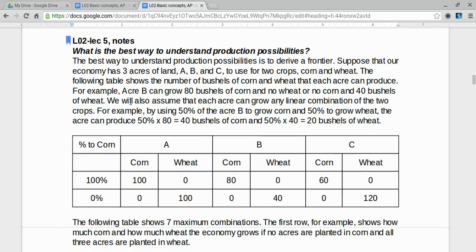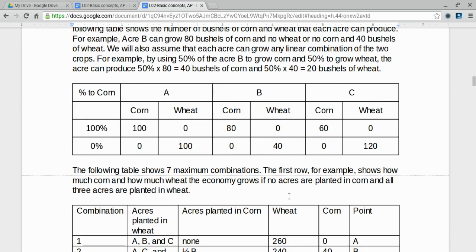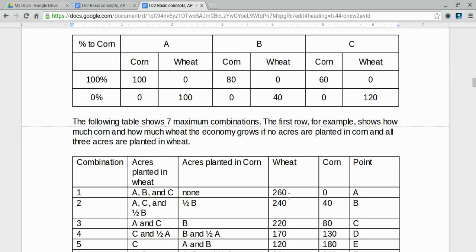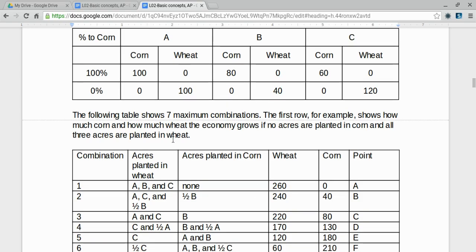We will assume that each acre can grow any linear combination of the 2 crops. For example, by using half of acre B to grow corn, it can grow 40 bushels of corn, and by using half of the acre to grow wheat, it can grow 20 bushels of wheat. The next table shows 7 maximum combinations.